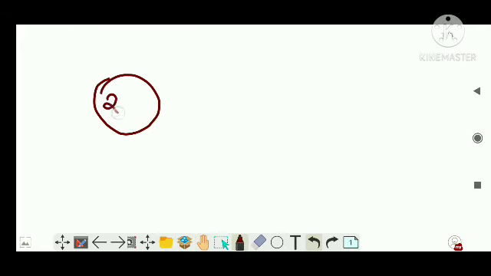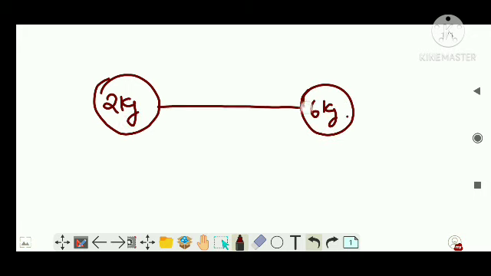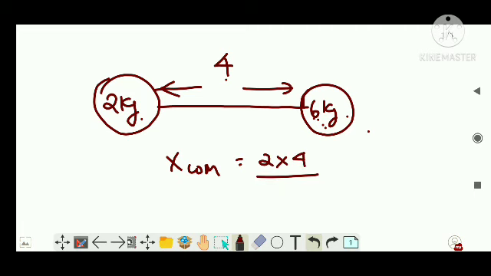Similarly, if you have 2 kilogram here and 6 kilogram here, and let's say they are 4 meter away from each other. You're asked what is the center of mass from 6 kilogram. What is the position of the center of mass from 6 kilogram? You want the position from 6, so write 2 into 4 divided by 6 plus 2, which is 8. That is 1. So the center of mass is at a distance 1 meter from 6 kilogram.